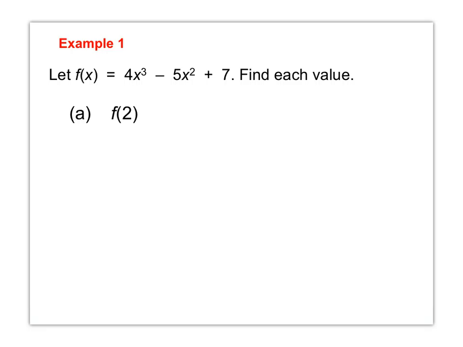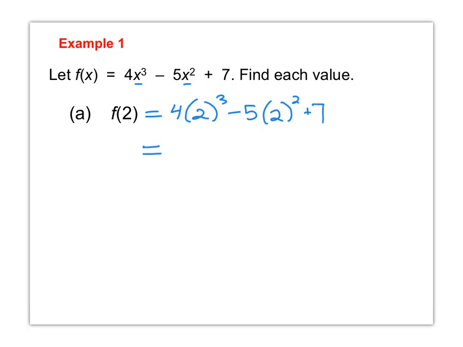In this example, we have f of x equals 4x to the third minus 5x squared plus 7, and we want to find each value. F of 2 is found by replacing each x in the polynomial function with the value of 2, and then using the order of operations to simplify. So we get 4 times 2 to the third power minus 5 times 2 to the second power plus 7.